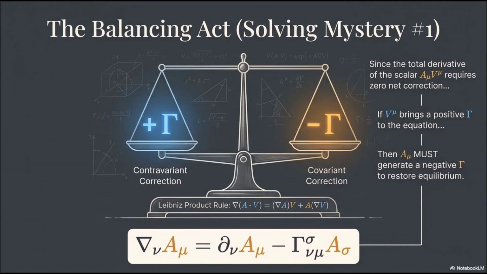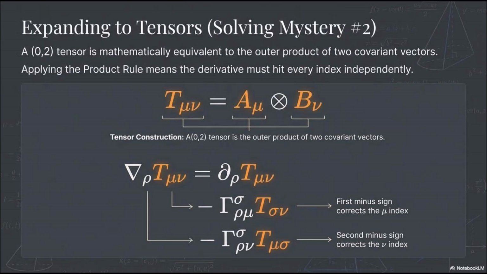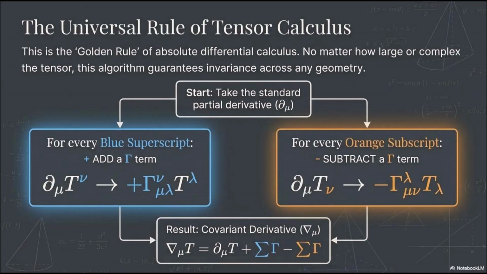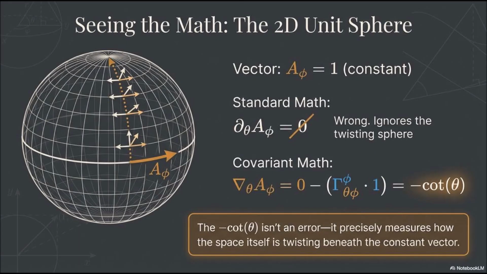Exactly. The positive noise springing out of the standard derivative meets the negative noise springing out of the Christoffel symbol. They perfectly annihilate each other, leaving zero noise. What you are left with is a pristine coordinate invariant tensor. It really is mathematical poetry. You add the symbol because the symbol secretly contains the subtraction you desperately need.